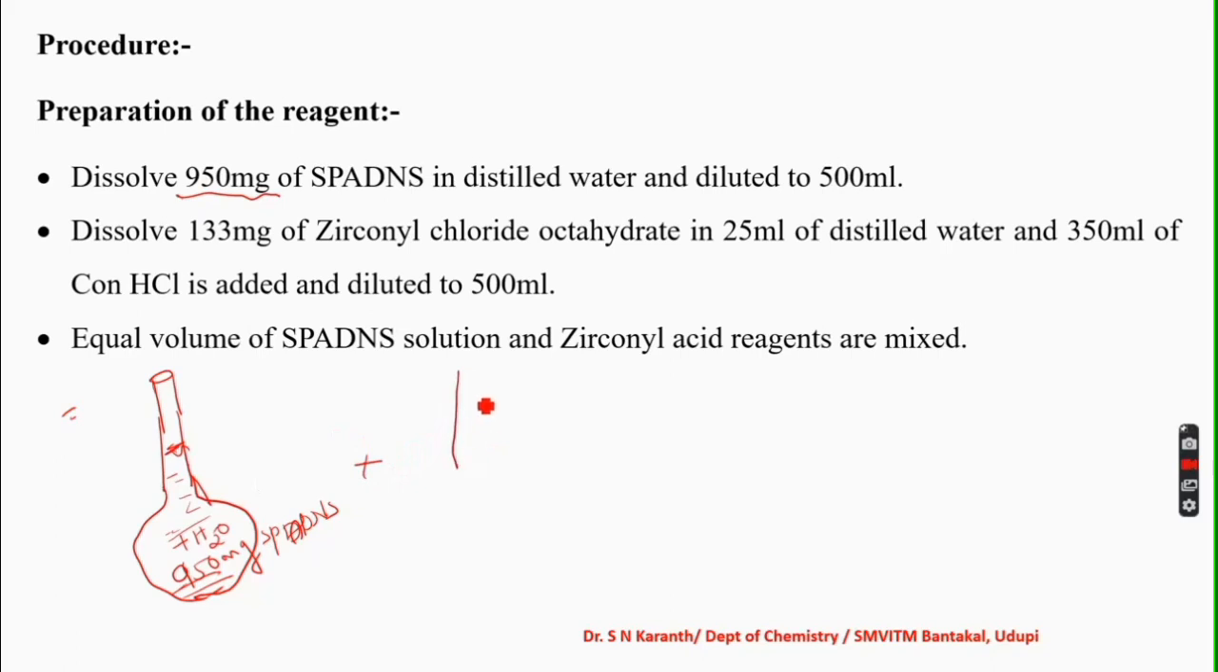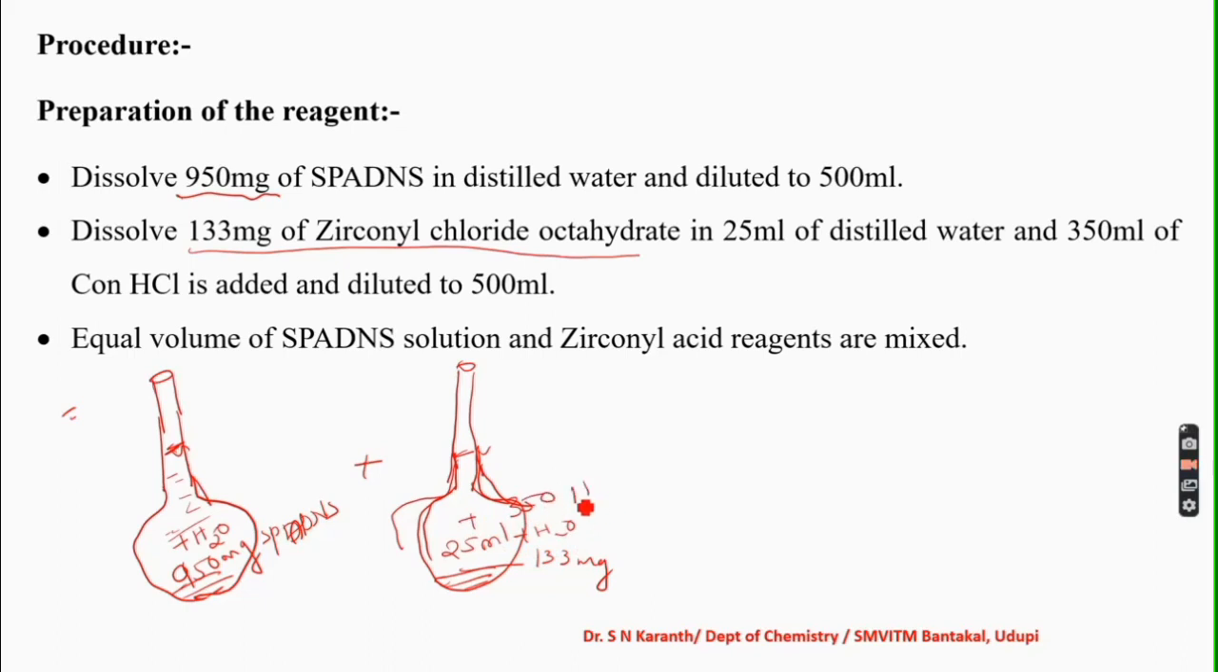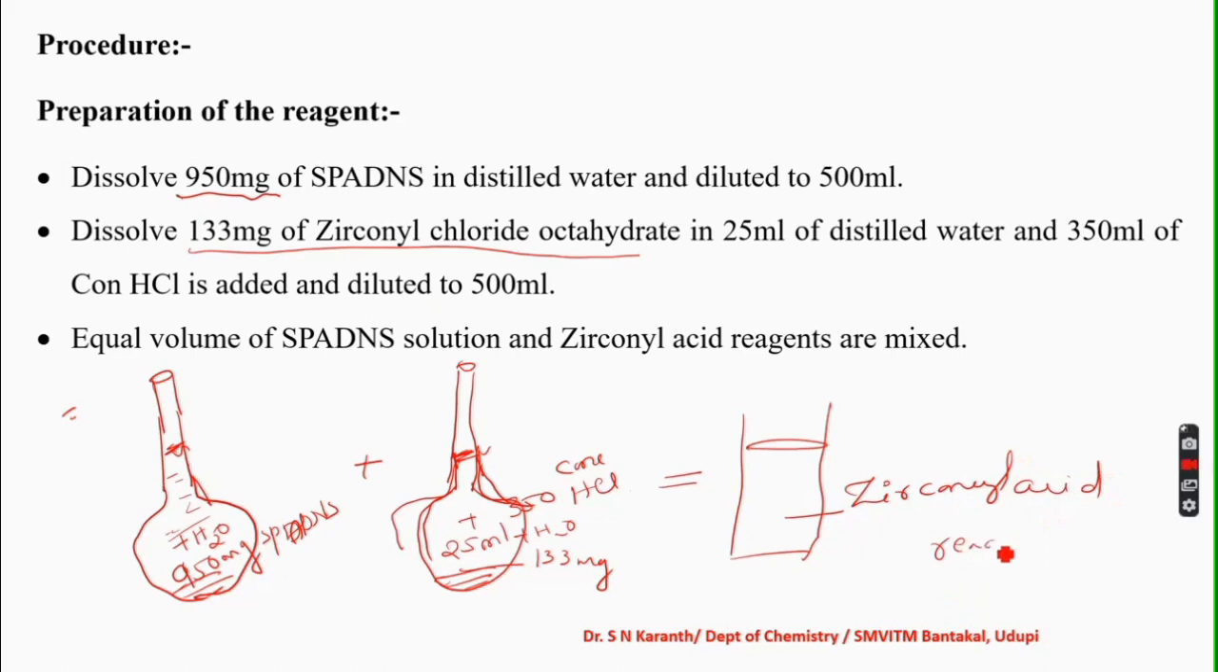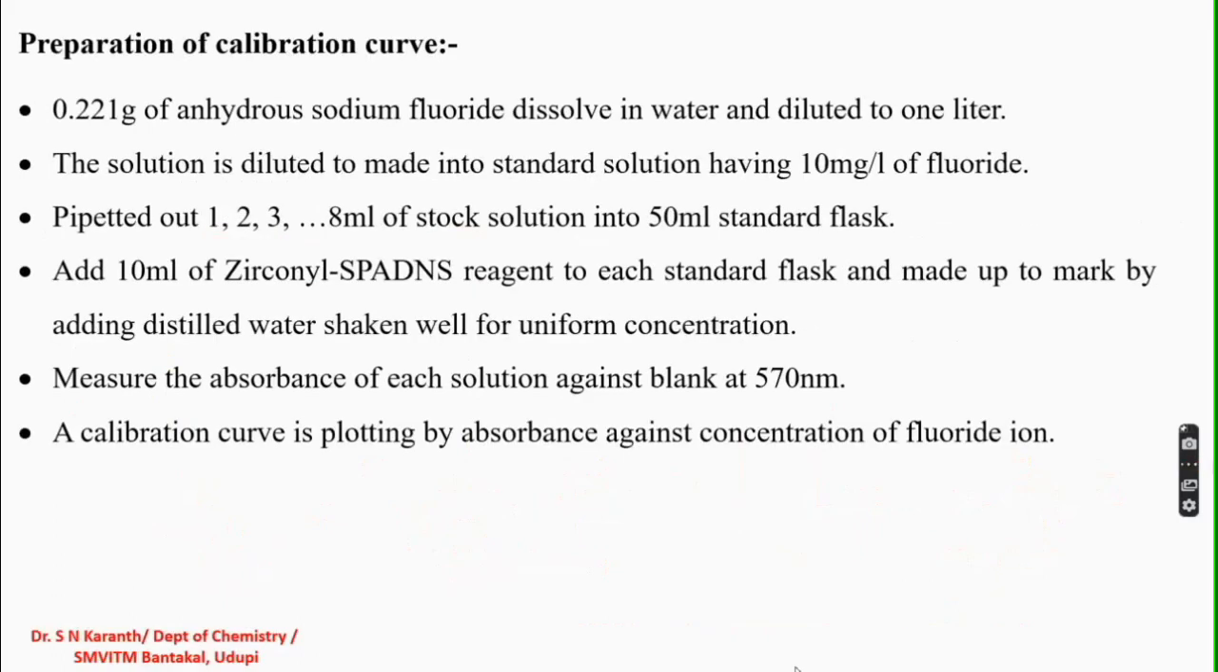Then we take the other compound, that is the acid reagent, in a round bottom flask. Just pictorially, I'll represent this to memorize. Here we take 133 milligram of zirconyl chloride octahydrate. To that, 25 ml of water is added. The remaining 350 ml of concentrated hydrochloric acid is added. Then it is diluted to 500 ml. Then equal volumes of these two solutions are mixed to get the zirconyl SPADNS reagent, that is the zirconyl acid reagent. This is the preparation of the zirconyl SPADNS reagent.